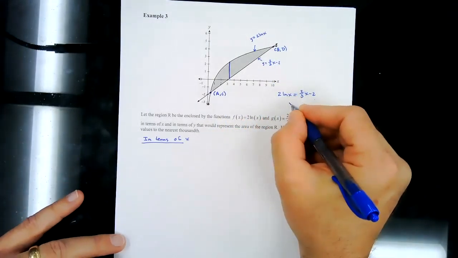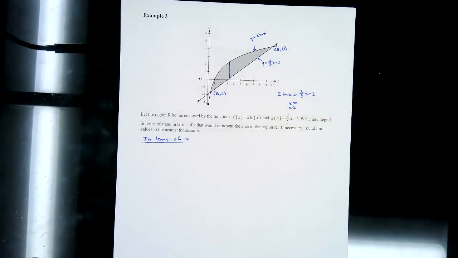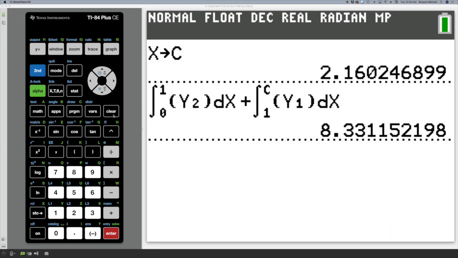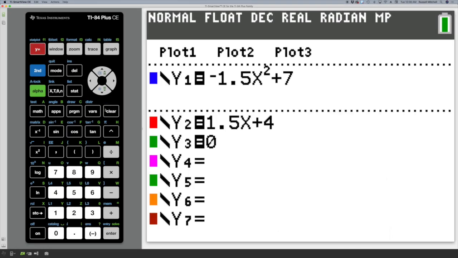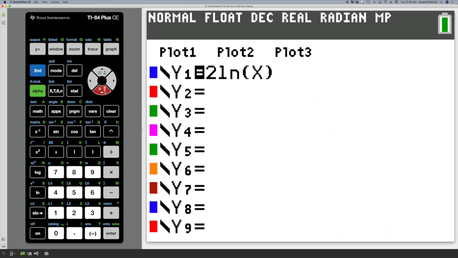And then we're going to write the answers to this like this. All right, so here we go. We want to clear our home screen off, and in y equals, we want to clear all these entries out, and come back up to y1. I'm going to let y1 be 2 ln of x, so 2 ln x. And our y2 is going to be the 2/3 x minus 2.